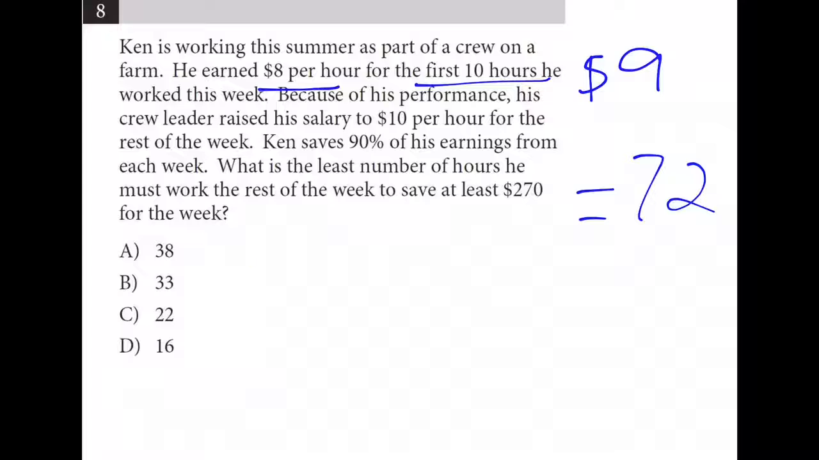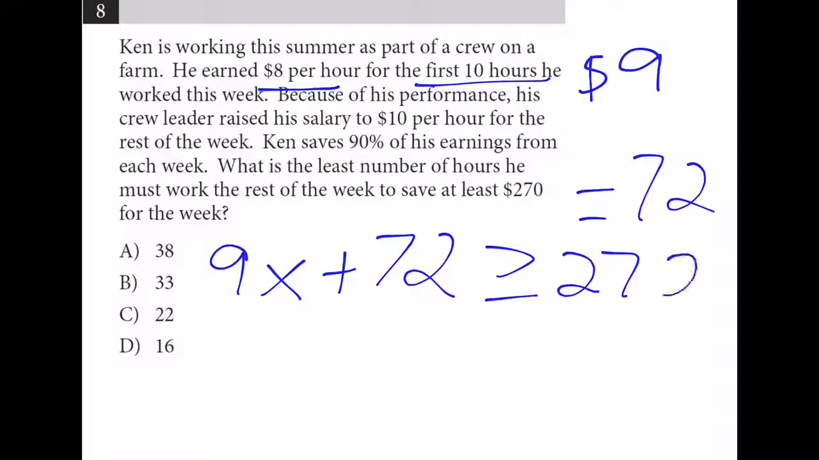So we know he is saving $9 per hour, and we can use X for hours. And we know that he has saved 72 so far from the first 10 hours. This has to be, it could be equal to 270 or it could be greater than 270. So that's the correct direction of the inequality.